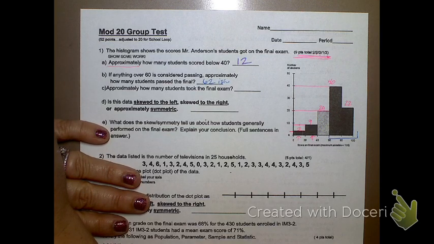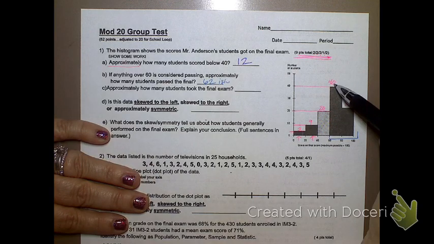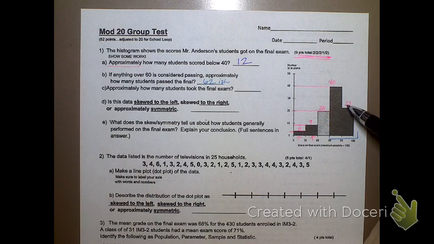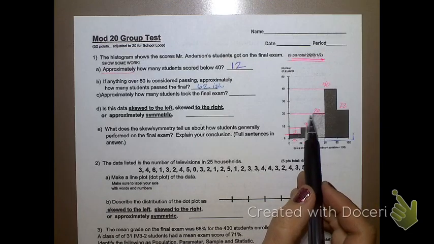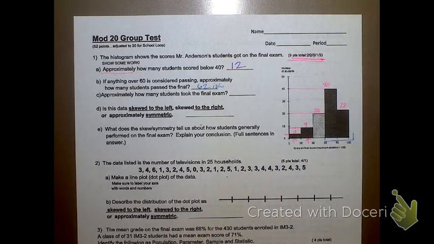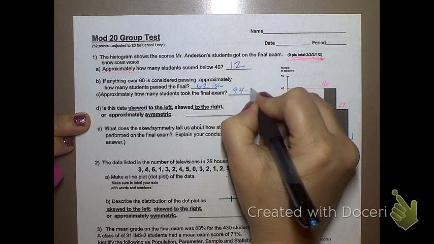And then approximately how many students took the final exam? How am I going to find that? Add them all up. Let's see, I should probably get my calculator out, shouldn't I? 62 plus 20 would be 82, plus 12 would be 94. 94, 95, somewhere in there.